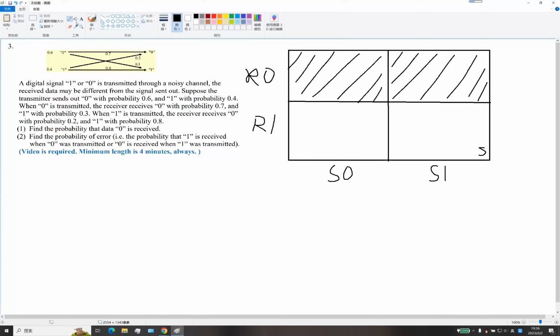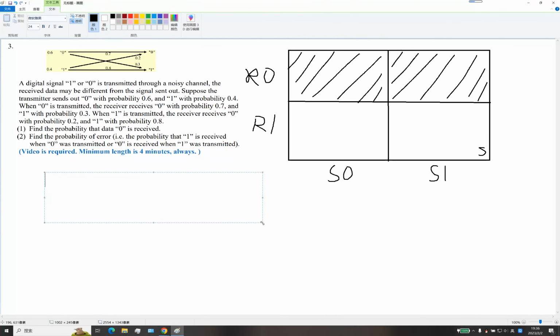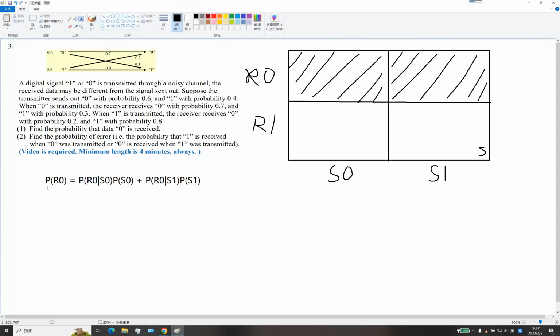So we can write the equation like this. The probability of receiving 0 in total equals the probability of receiving 0 when we send 0, multiplied by the probability we send 0, plus the probability we receive 0 when we send 1, multiplied by the probability we send 1. This is the total probability of receiving 0.